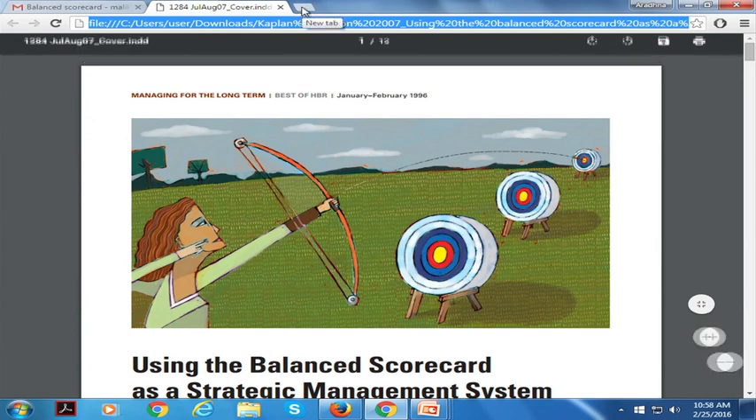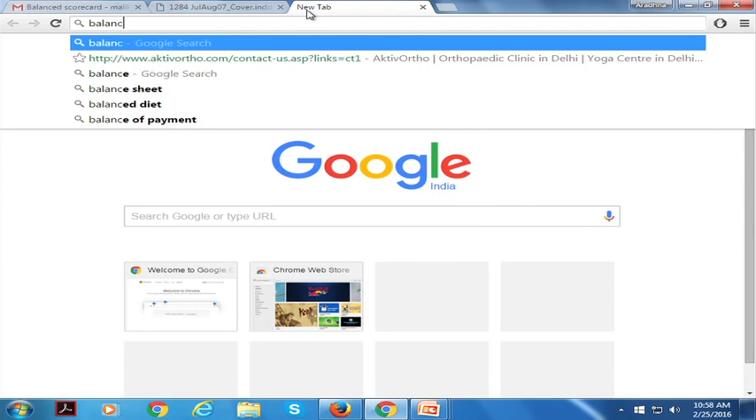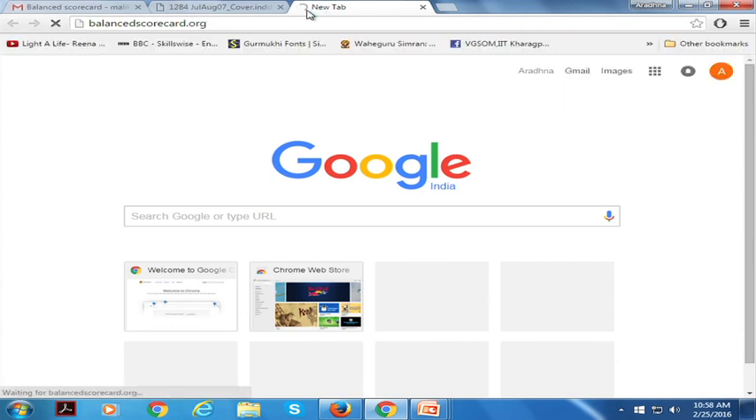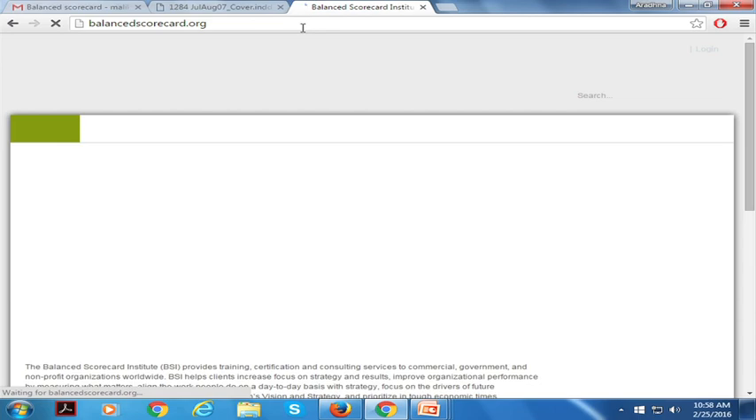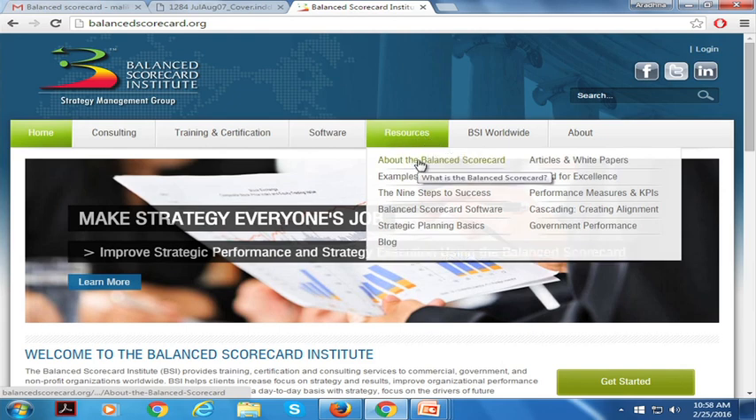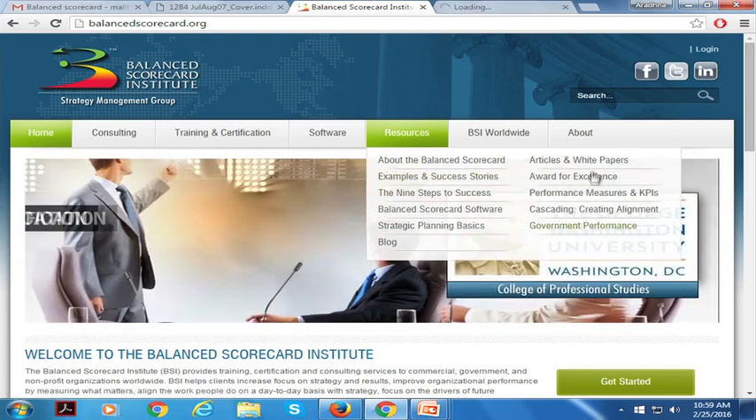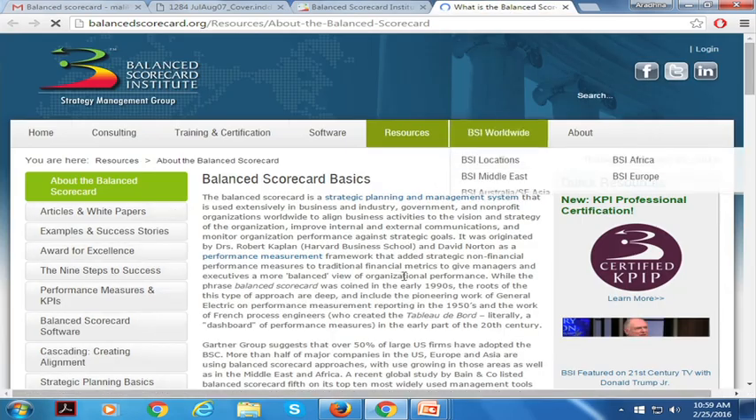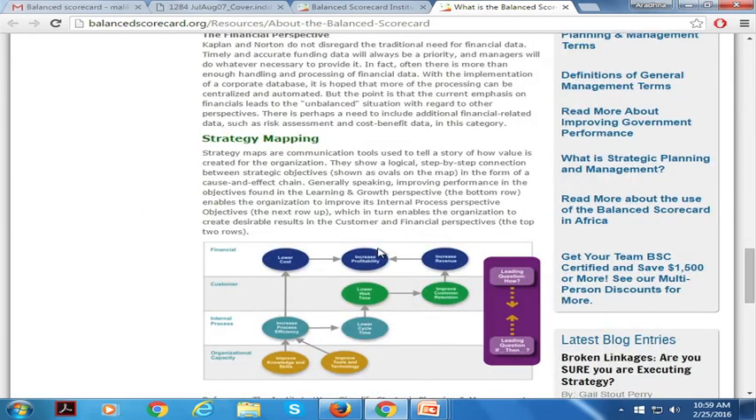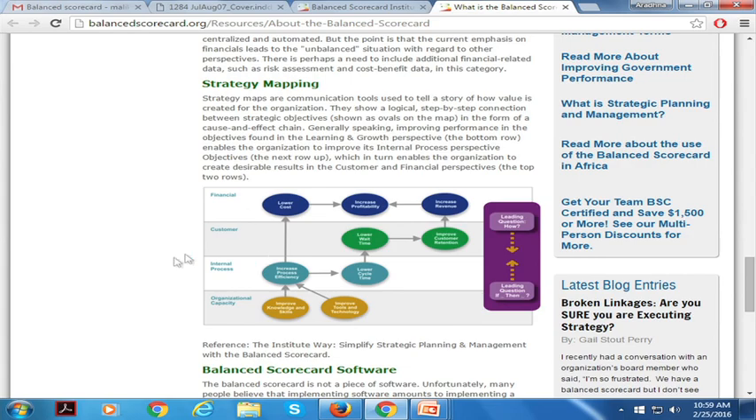The other thing that I can show you here is the website. This is the website of the Balanced Scorecard Institute, and you can go through this website and it gives you all kinds of information about the balanced scorecard. See, there are white papers, all kinds of information regarding what the balanced scorecard is and how it can be used in your organization. It has been studied by various people, and see, here is an example of how strategy can be mapped using the balanced scorecard. So, this is a free website, you can go to it and you can read up more about it if you are interested in knowing what this is.